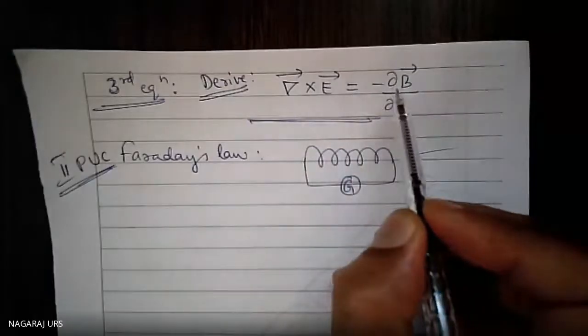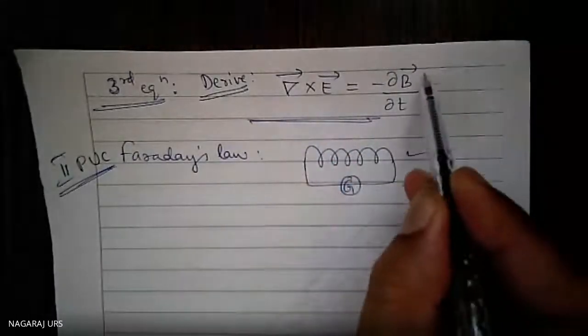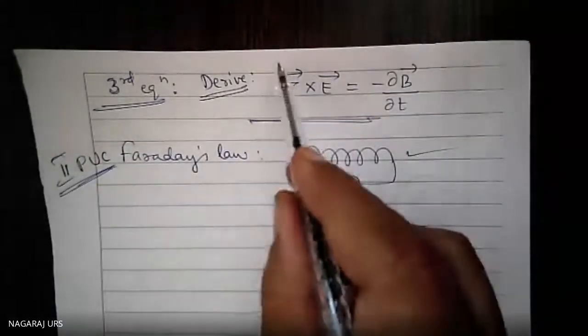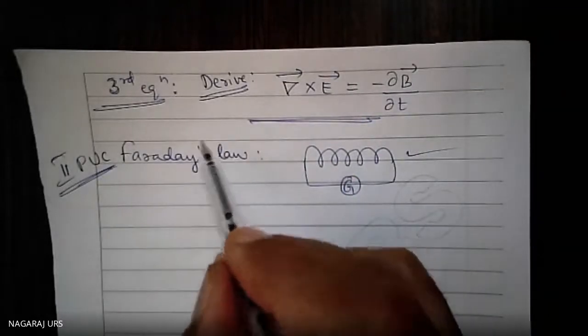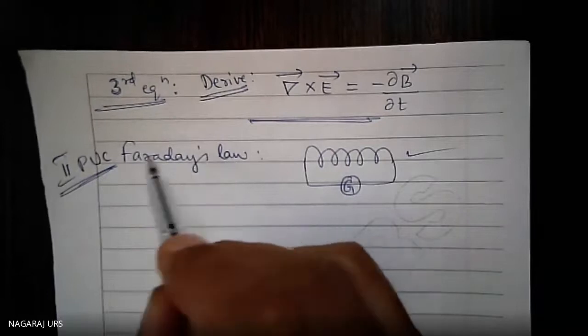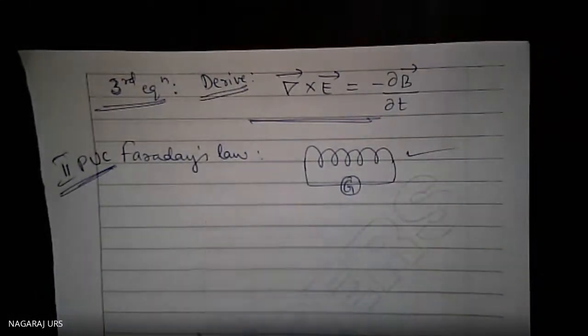I am supposed to derive this one. This is Maxwell's third equation we are supposed to derive. To derive this equation, we are supposed to consider Faraday's law, which is taken from your second PUC portion. Based on this Faraday's law, we are supposed to derive it.